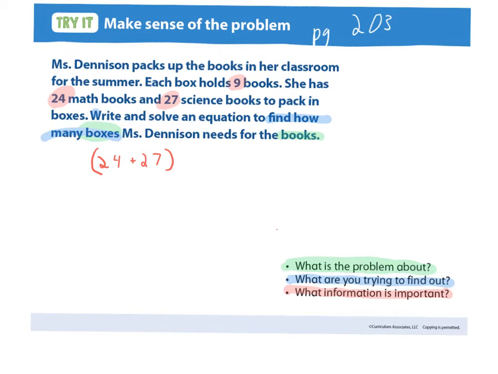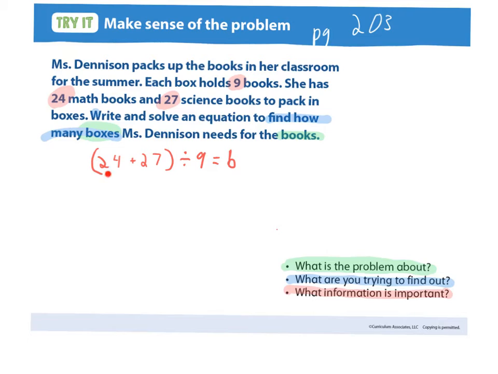We've got to figure out how many books she has, and then when she has this big stack of books, she's going to take those books and put them into groups of 9. Whenever we're talking about groups of something, where we take a big number and put them into groups, that means we are going to divide. And this is going to tell us how many boxes she needs. Now, that B means boxes. I want to figure out how many boxes she needs.